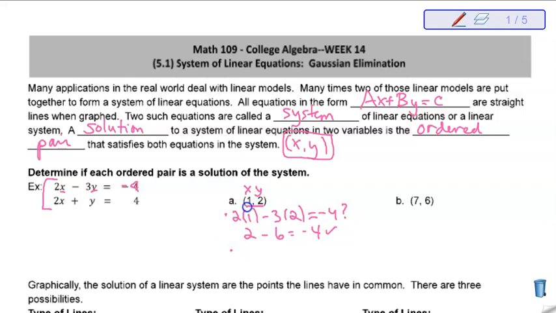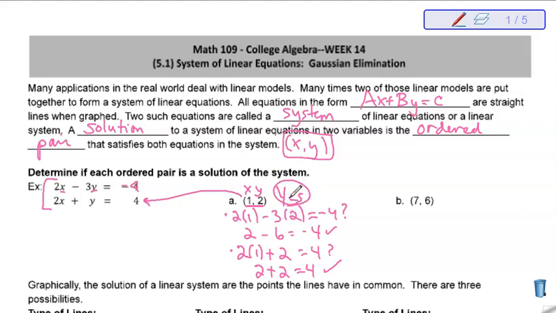So we also want to do that same thing with the second equation. It has to be a true statement for both equations for it to be a solution. If only one of them works, then it is not a solution for the entire system. So let's plug that 1 and 2 into the 2x plus y equals 4. We would get 2 times 1 plus the y value. Is that equal to 4? Well, 2 plus 2 definitely is 4. So yes, since both of them worked, this is a solution to our system.